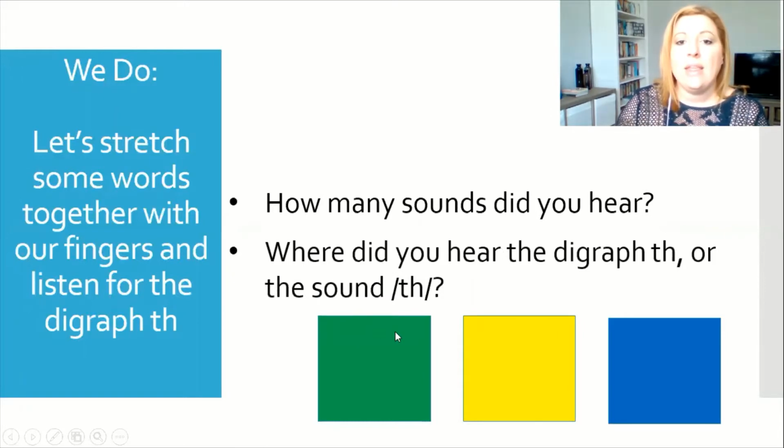Was it in the beginning, the middle, or the end? Let's say it one more time and stretch it out. You ready? Moth. Where did you hear it? Great, yes, it's at the end of the word. That sound or the sound that the digraph TH spells is at the end of that word.